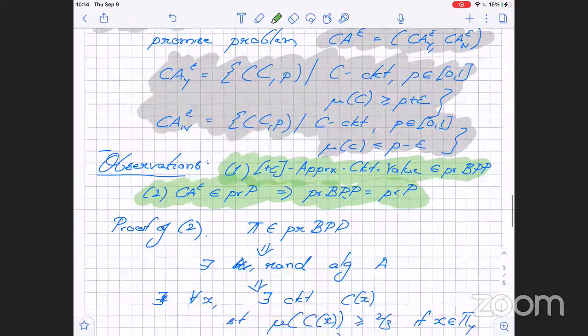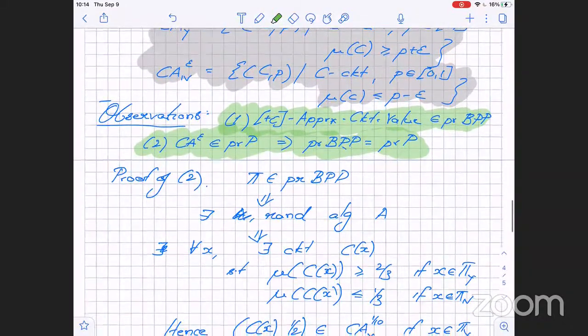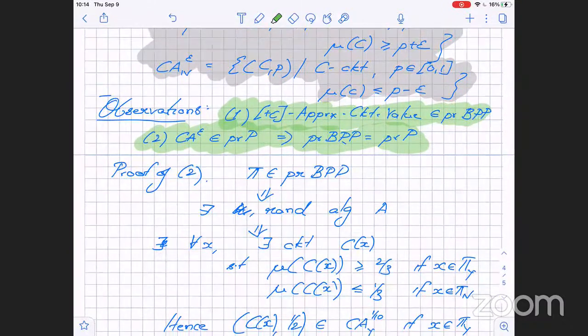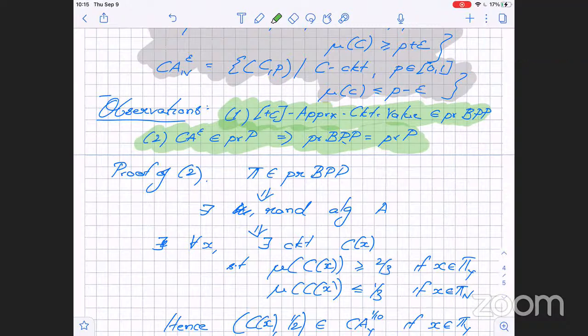So for observation 1, right? This approximate circuit value problem is in promise BPP. To belong to the class promise BPP, you need a randomized algorithm with, say, polytime and all the probability bounds and stuff. Right?